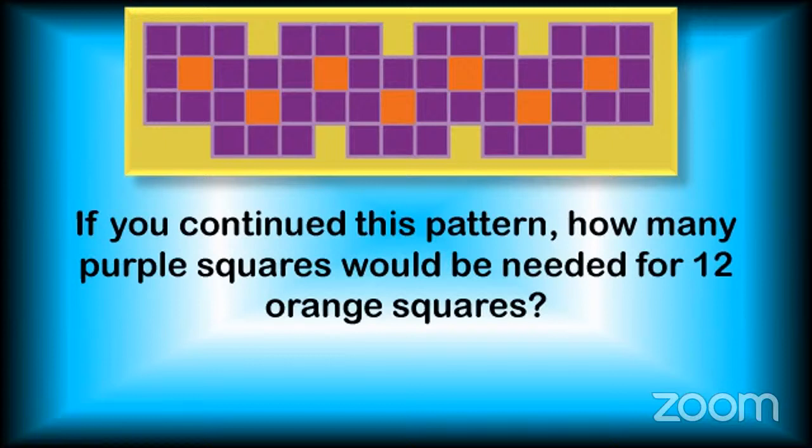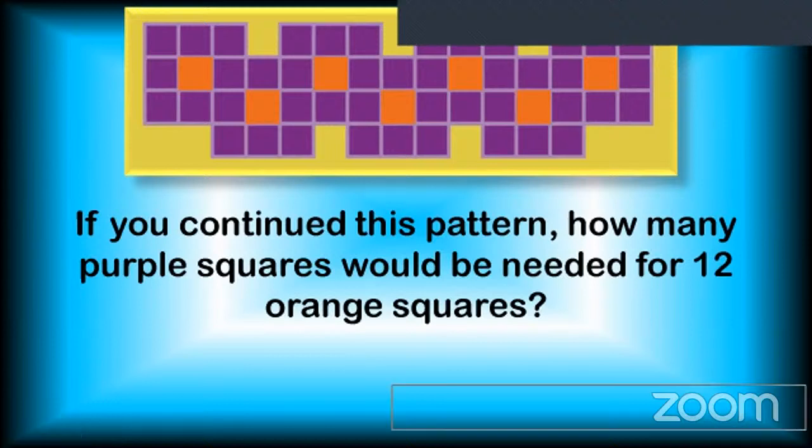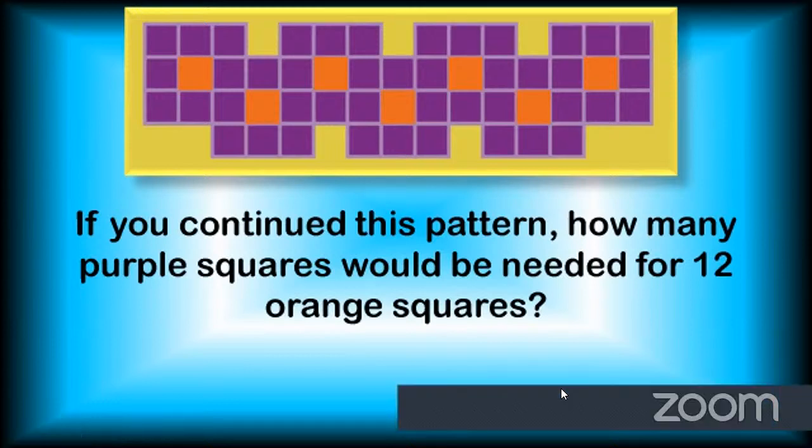I want you to go ahead and draw up your table. Remember, I encourage you, draw up your table. Try to find the relationship. It's very important to find the relationship between the orange squares and the purple squares. Let me annotate here so we can all follow. For one orange square, we have 8 purple squares. How many purple squares do we have for 2 orange squares?